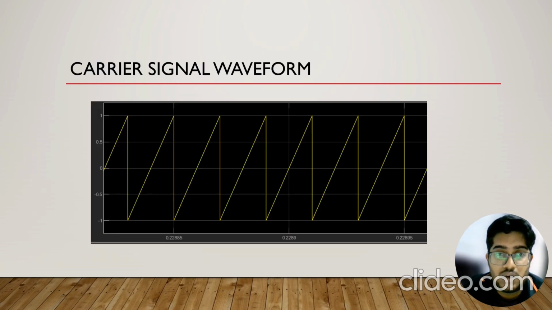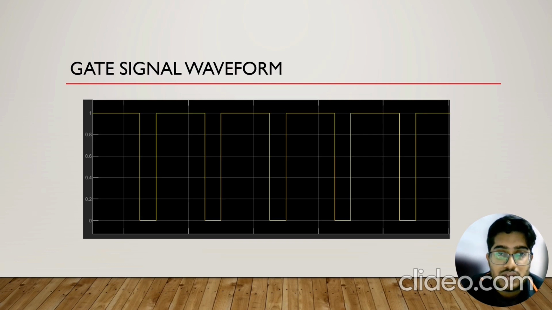Next, this is our carrier signal waveform, which is supposedly to look like a sawtooth waveform. So we got the sawtooth waveform. So next is gate signal waveform. Based on this gate signal waveform, we can calculate the duty ratio.